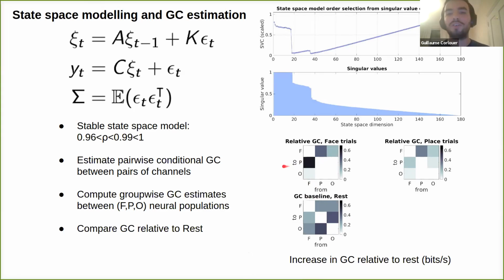Although at this stage, the effect size of the Granger causality estimates is a bit difficult to interpret because there is no principled way to normalize Granger causality, and we are still thinking about how to go about doing the statistical inference.